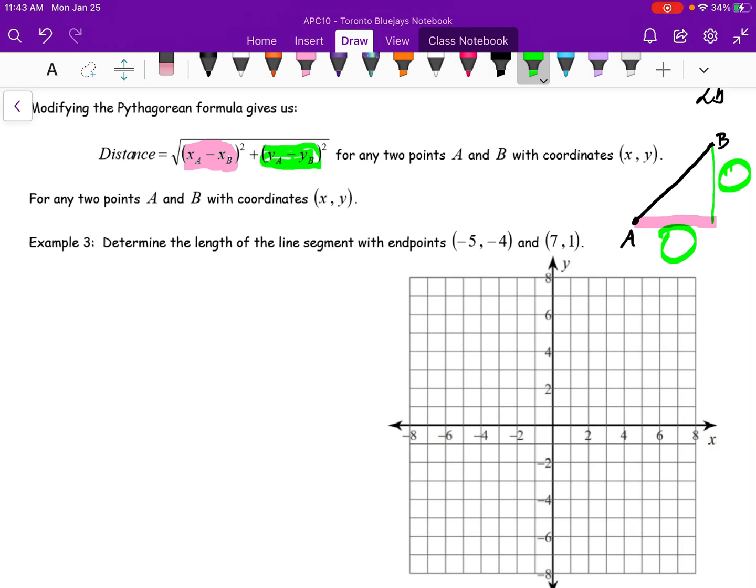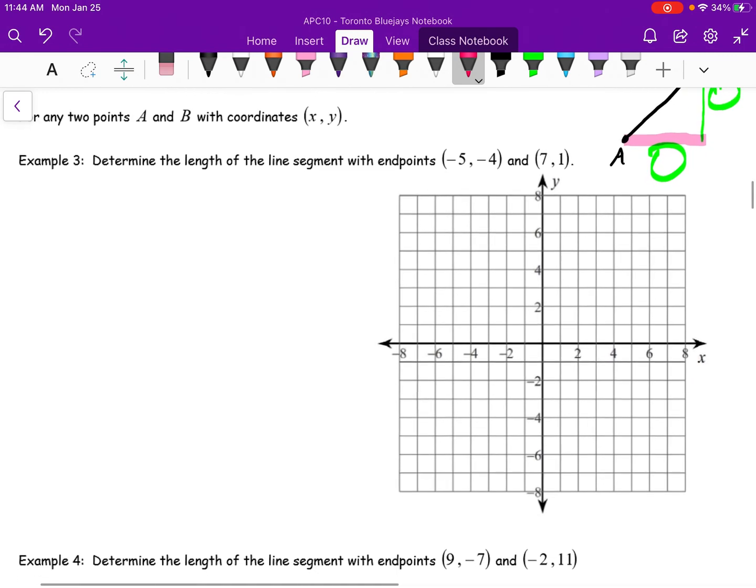So for any 2 points, here's our distance formula. Distance is equal to the square root of (xa minus xb) squared plus (ya minus yb) squared. So for any 2 points, no matter where A and B are, with coordinates x and y, this is the distance formula.